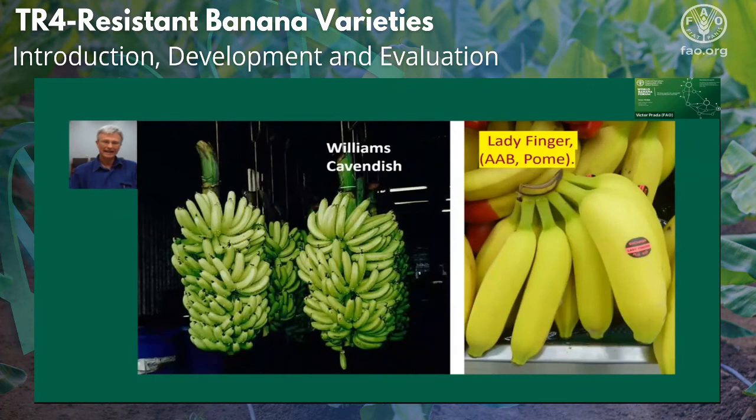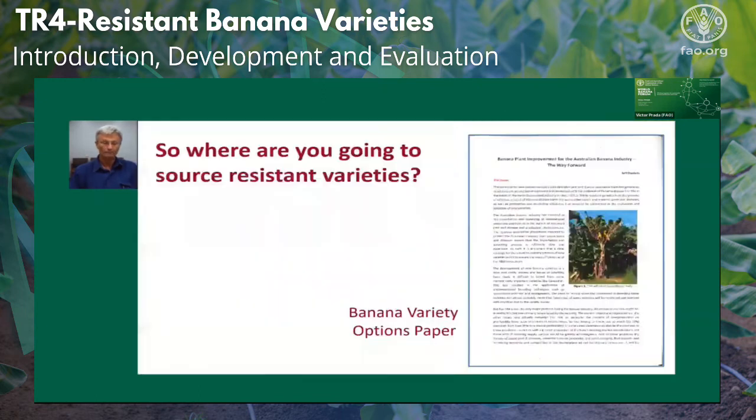Cavendish is the main type of banana grown, accounting for about 95% of Australian production. The Williams cultivar accounts for most of that. A few other types of banana are grown, with Ladyfinger the most important, but it only represents about 4% of Australian production overall. Both types are very susceptible to Panama disease, tropical race 4.